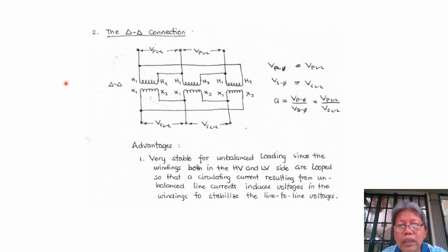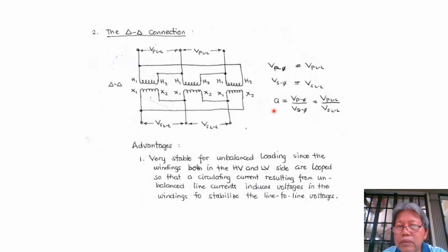So we form a delta in this case at the primary. Now similarly, at the secondary, we also connect X2 to X1 of the second transformer, then X2 of the second to X1 of the first, and bring that out. And X2 of the third to X1 of the third, and bring that out, to provide connection for our three-phase loads.